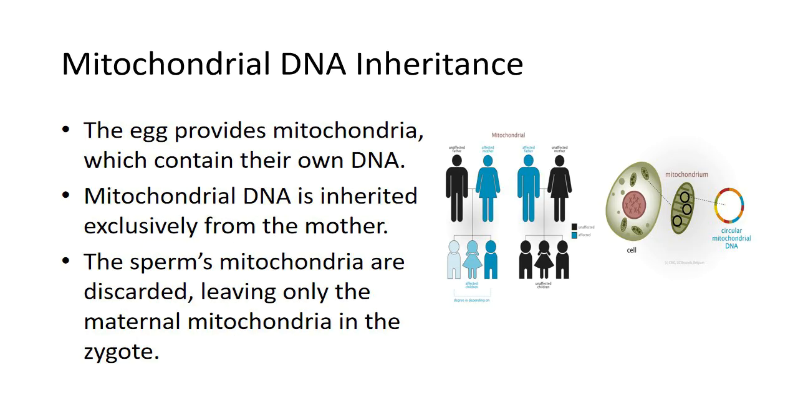Sixth, mitochondrial DNA inheritance. The genetic material in the mitochondria, the energy-producing organelles in the cell, is inherited only from the mother. This is because the mitochondria in the sperm are discarded during fertilization, and only the mitochondria in the egg contribute to the mitochondrial DNA in the offspring. This leads to maternal inheritance of mitochondrial genes.